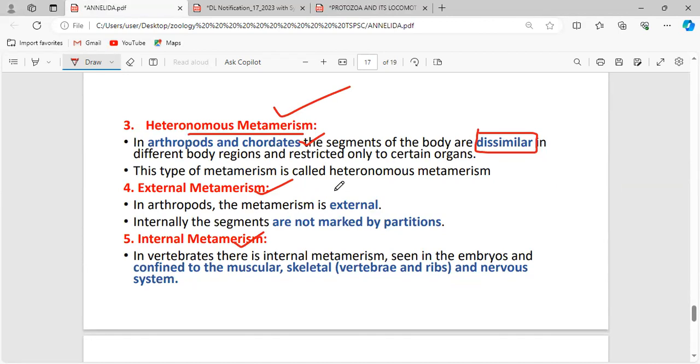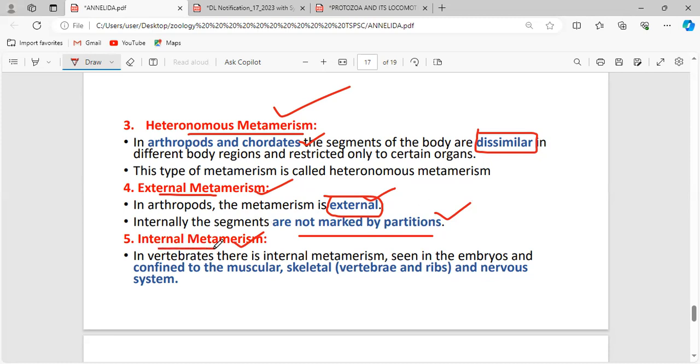Sorry, metamerism. External metamerism: we can see the segments externally. That is said to be external metamerism. Internally, the segments are not marked by partitions or septa. We can't see the segments internally. Only externally is the segment visible. The perfect example is arthropods.